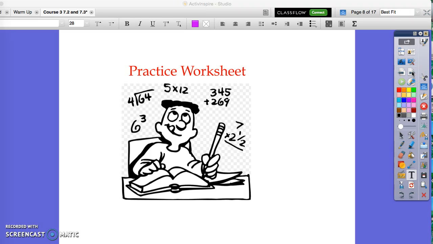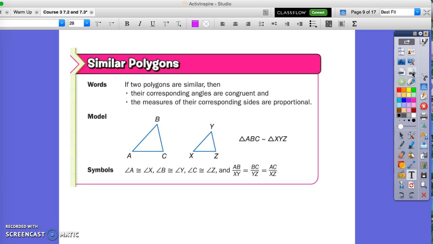Okay, so that first video was congruence. The second video is over similarity, similar figures.